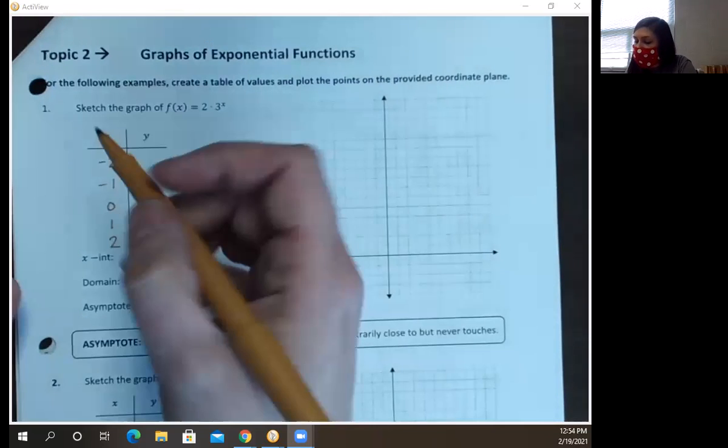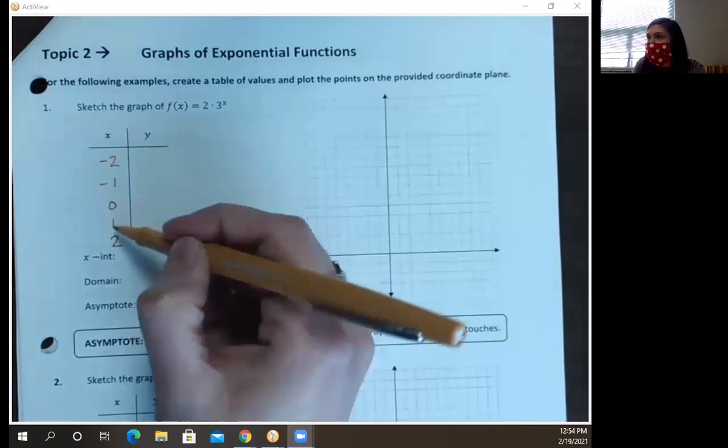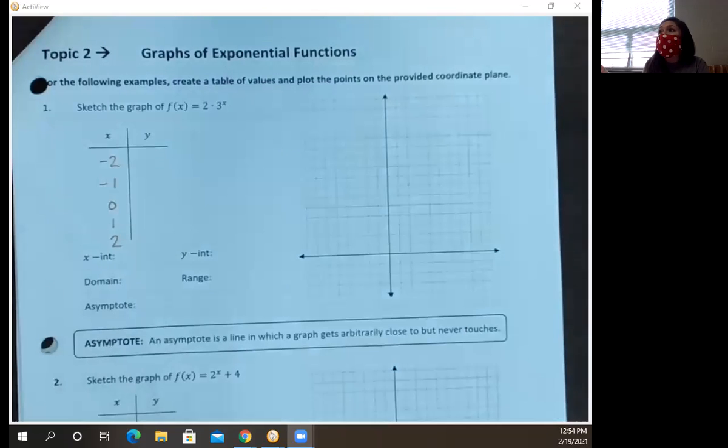I also like to pick negative numbers because for some functions that we'll look at, I actually can't plug in negative numbers, and that gives me some important information. For some functions, we can't plug in 0, and that gives me some important information. And then I always like those positive numbers in there too, because again, for some functions, positive numbers are going to give me a problem. And so that's good information to have. That tells me important stuff for my graph.